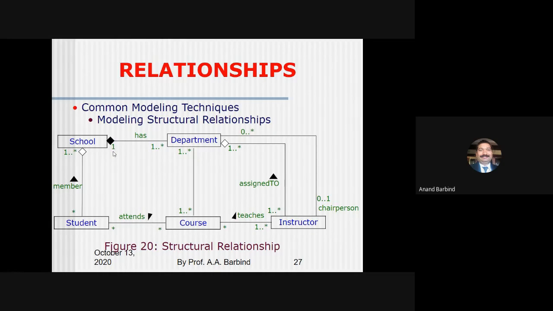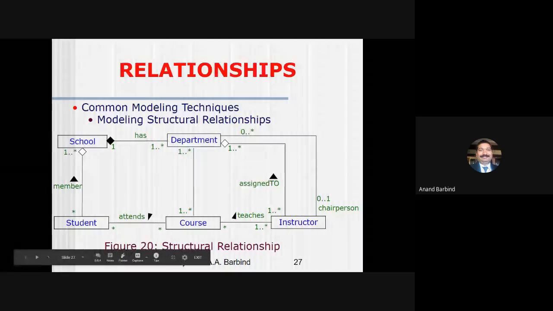Here you can see that the multiplicity is only one. So one department cannot be associated with more than one school. Every time you consider a particular department, that department will be associated with one school object. But a school object may be associated with one department or many departments. So in a school there can be one or more departments. In a similar fashion, between the school and the student, every school object is associated with many student objects.